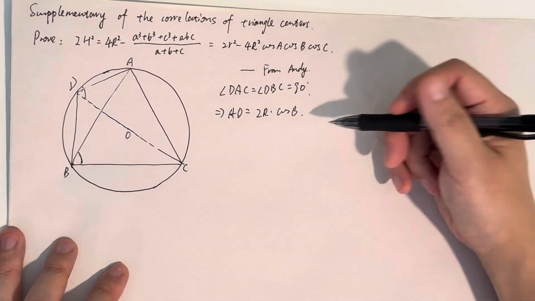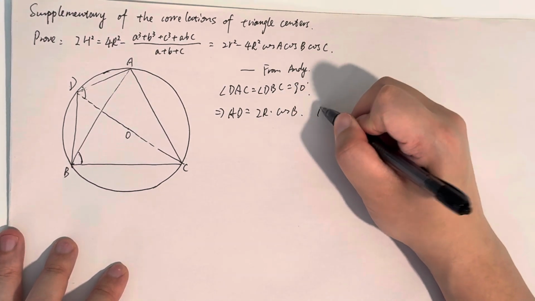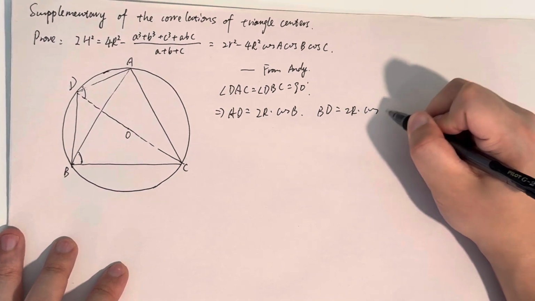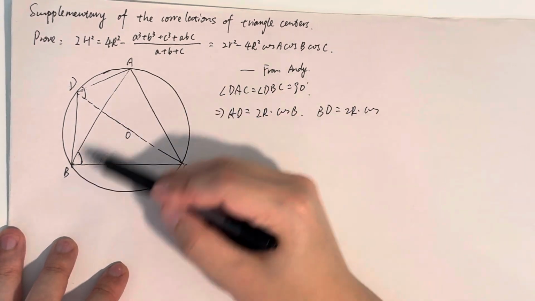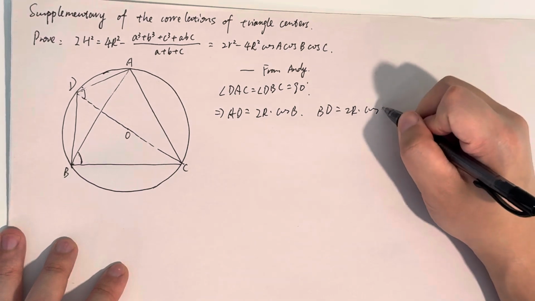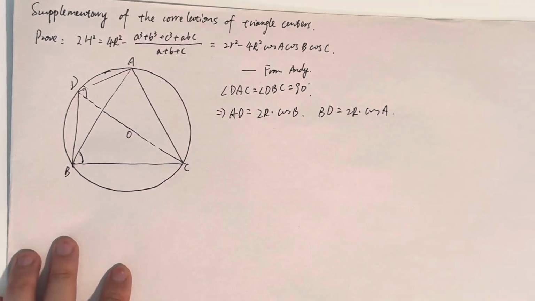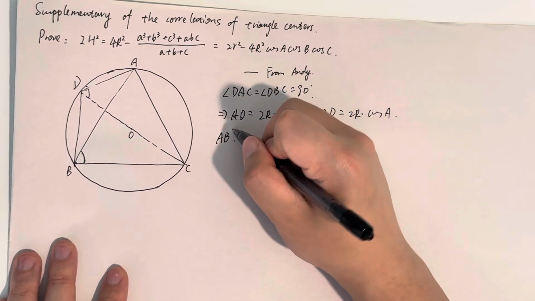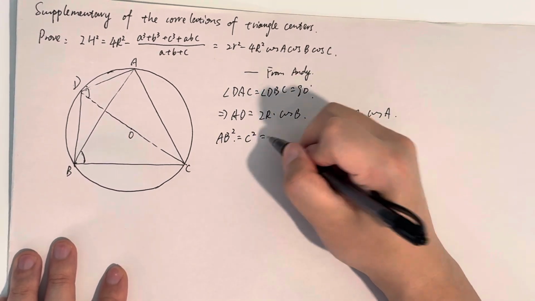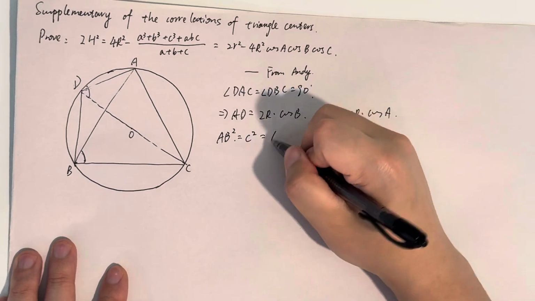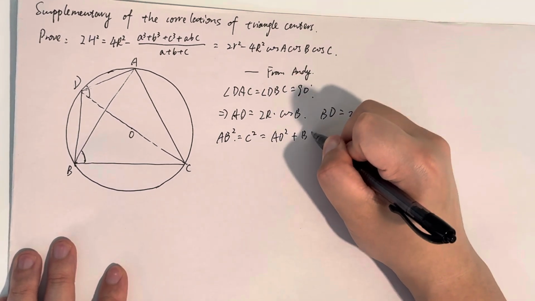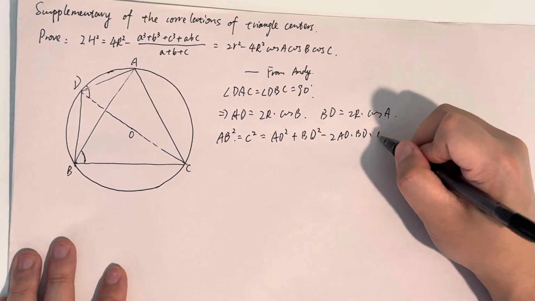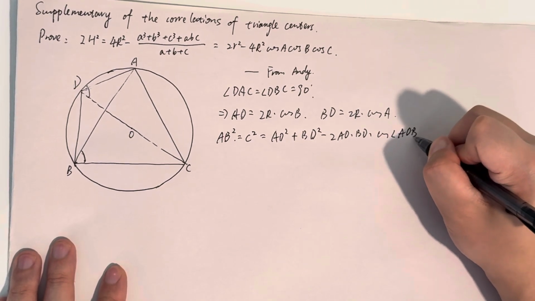So we can write it as 2r times cosine B. And for BD, it equals 2r times cosine of angle BDC, which is angle BAC. So that is cosine A, right? And then we can use the cosine law for AB. AB squared equals C squared equals AD squared plus BD squared minus 2 AD times BD times cosine angle ADB.